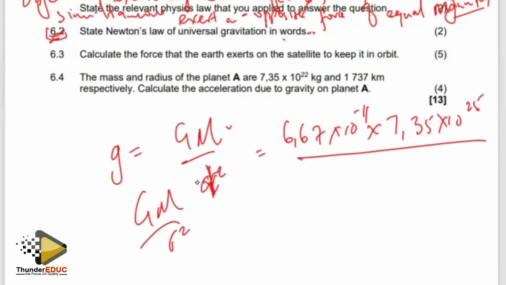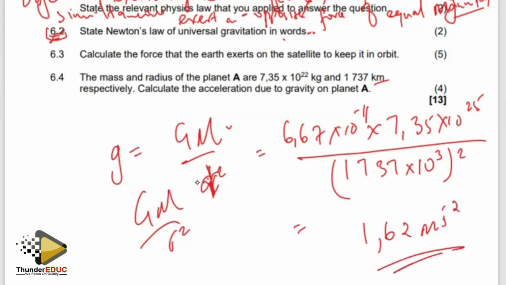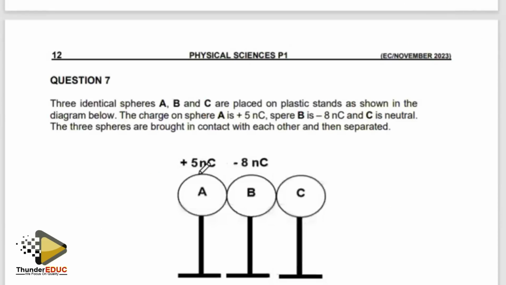So the radius is going to be, these are kilometers. When we change kilometers to meters, kilometers to meters, 1737 multiplied by 10 to the 3, and then we square that. So this is going to give us 1.62 meters per second squared. All right, so that is with 6.4.